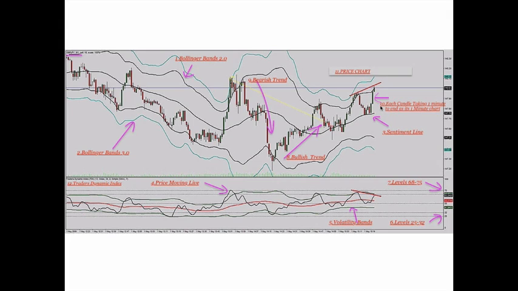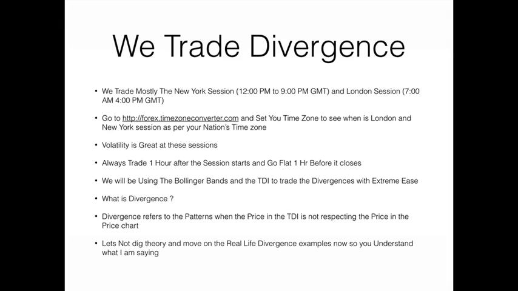Then we have these little candles. Each candle takes 1 minute to end, as it's a 1 minute chart, as you can see here, GBPJPY M1. So these are candles. Other than that, that's it. This portion is the price chart, and this portion is the traders dynamic index. So that's a little bit about how the chart looks and what everything means here. Now let's move on further.